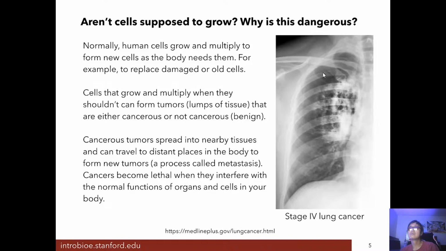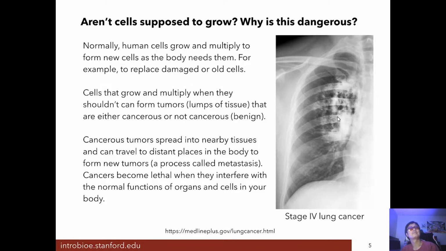So for example, in this image you're seeing stage 4 lung cancer. So this is pretty advanced. The tumor is this whitish region you can see inside the lung. If it were not interfering with lung function at all, if you were able to breathe normally, even with this big mass of cells growing inside of your lungs, it actually wouldn't be that dangerous. The problem is that these cancer cells often interfere with the function of the organ. So in this case, they interfere with your ability to breathe, which is lethal, right?